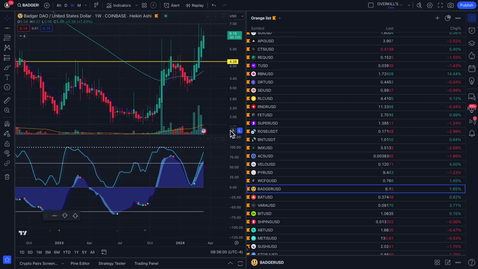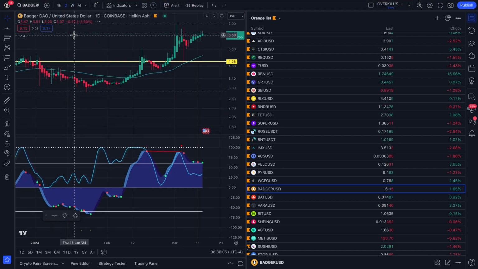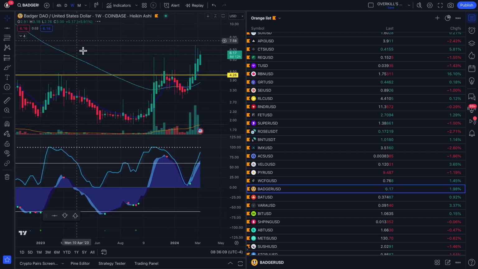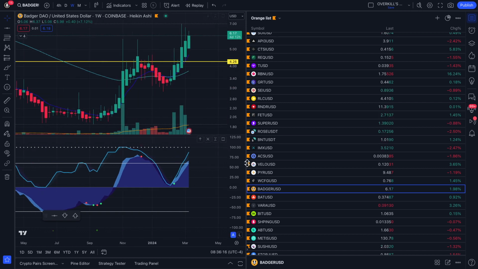Badger doing the Ripski here. So that's going to be up there probably in the next week or two. I'd be in on the daily trying to pinpoint my exit. When this stochastic gets back up here to 100, what are we going to do? We're going to sell it, okay? Because you are already up off this doji 100%. Congratulations. Let's go find the next one.